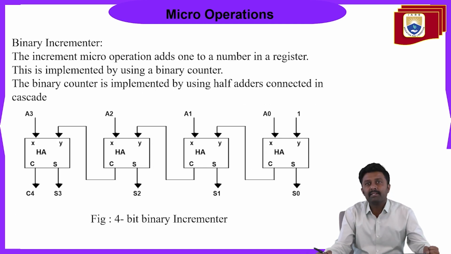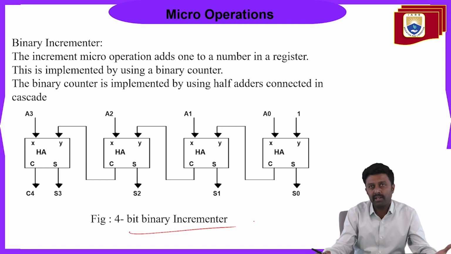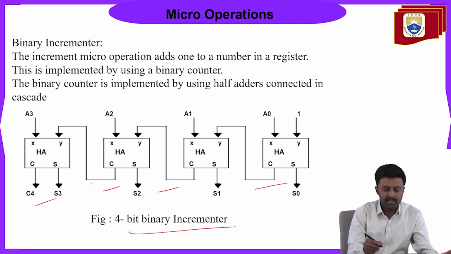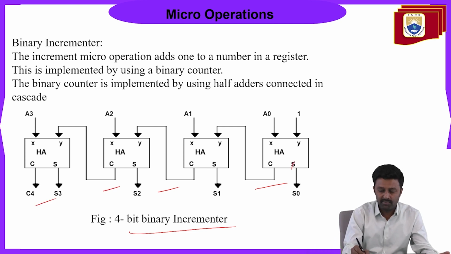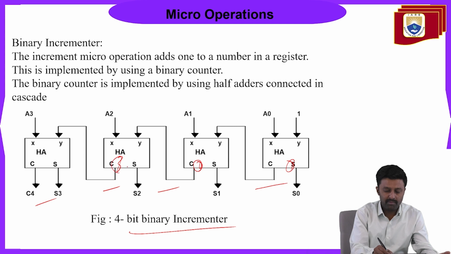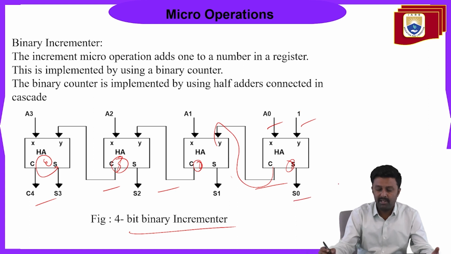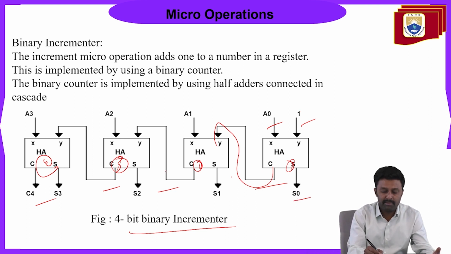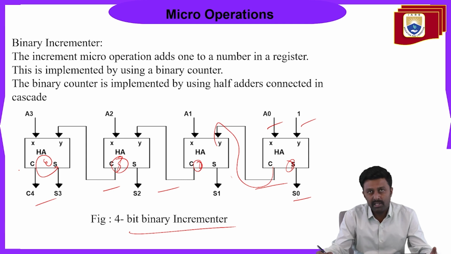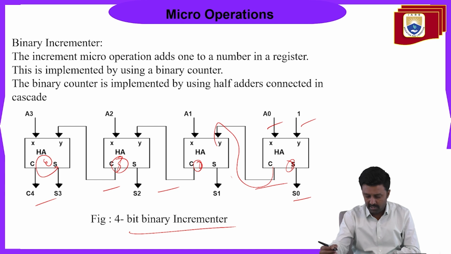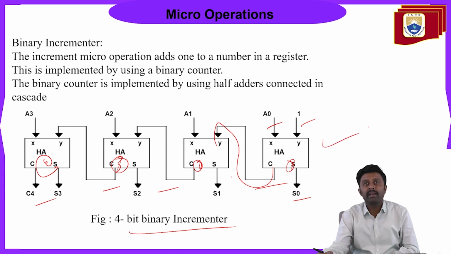Then the next circuit available is the 4-bit binary incrementer. If you want to increment a number by 1, this is implemented by using 4 full adders. This is the first full adder, second full adder. Each time here also the carry is forwarded, and X and Y are the 2 inputs, and it will use sum and carry, and then the same carry is forwarded into all the 4 full adders. So this circuit performs the binary incrementer. Each time the number is incremented by 1.